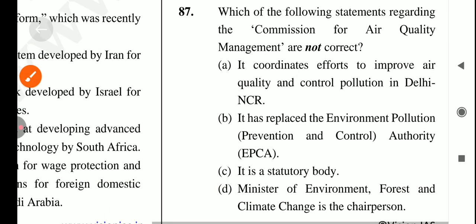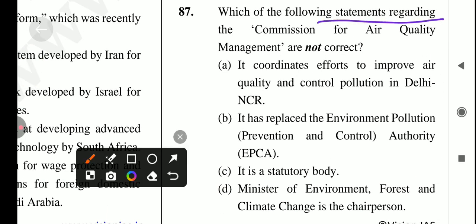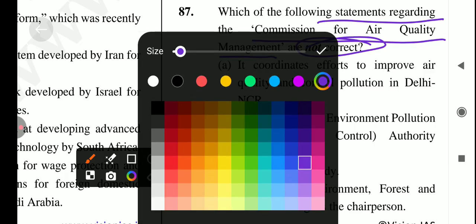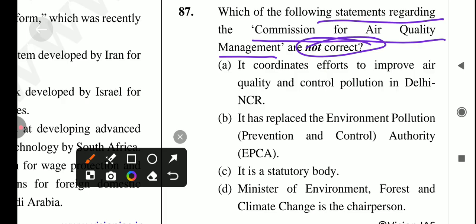Okay, let's come to the next question, which is: which of the following statements regarding the Commission for Air Quality Management are not correct? So the first statement is it coordinates effort to improve air quality and control pollution in Delhi NCR. Is it true? It's a correct statement, और यहाँ पे not correct पूछा है तो first statement तो इसके लिए incorrect हो जाएगा.